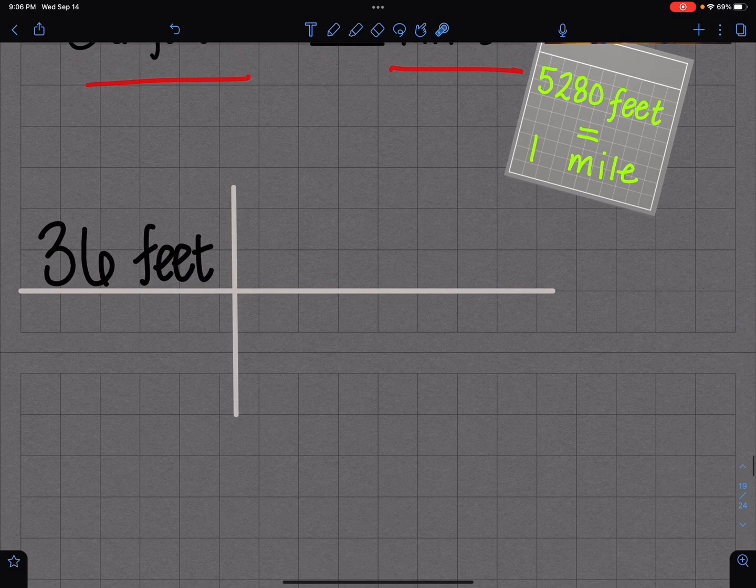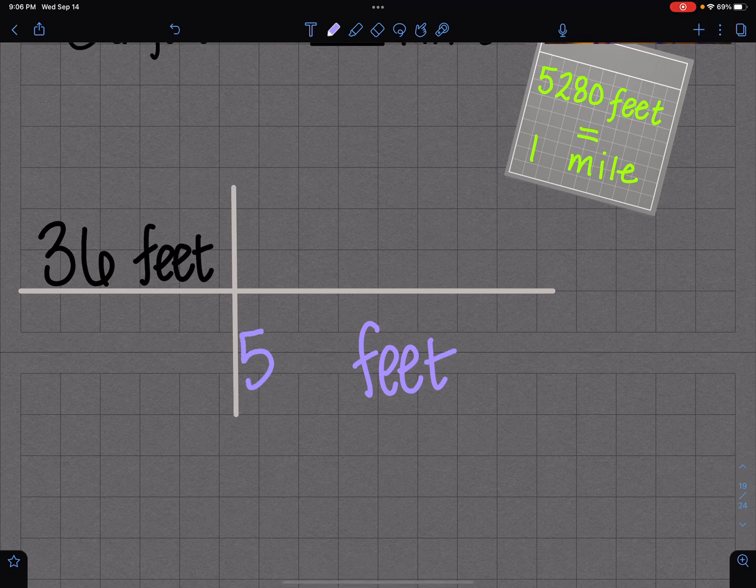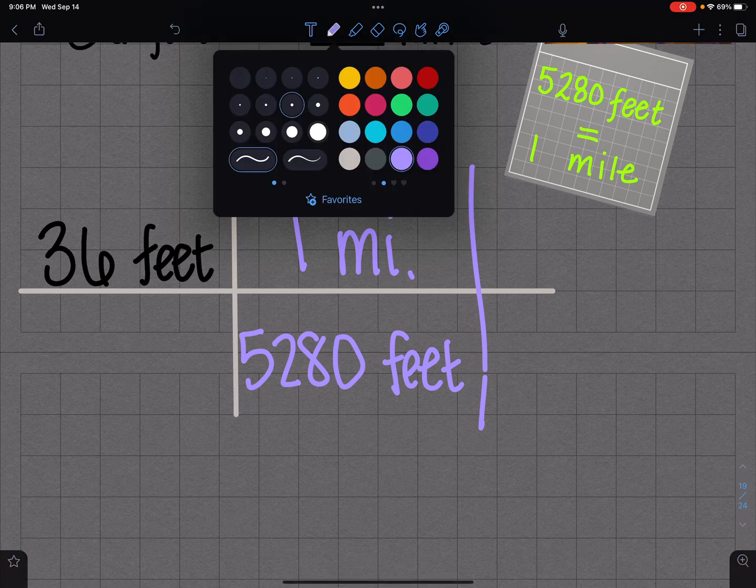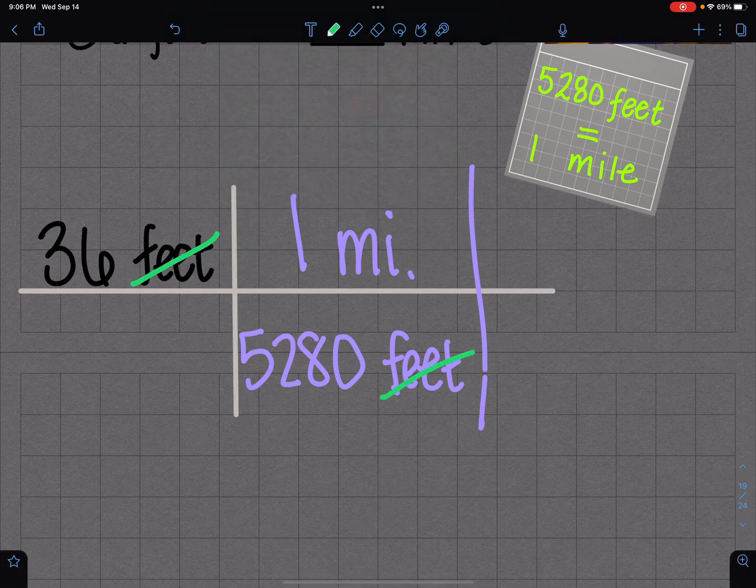So if we want to change feet to miles, this is what we do. We set up our little grid system. I have 36 feet on the top because that's what I'm starting out with. I want to put feet on the bottom so that they cancel out. So I'm going to put feet on the bottom, and I know that there's 5,280 feet in 1 mile. Okay, so there's my grid system. What can I cancel? It's my favorite thing to do. I can cancel out feet, and I can cancel out feet. The units are the things that are canceling out here.